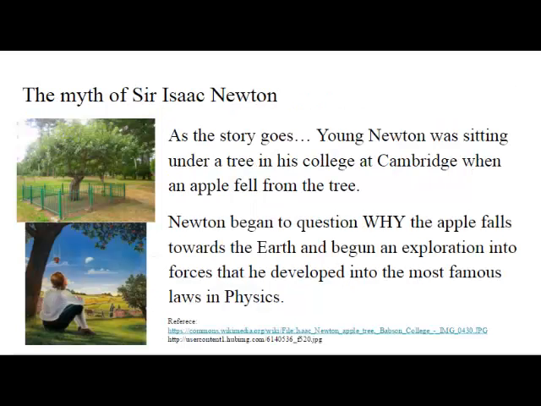In fact, Isaac Newton was a young student at Cambridge. And so here we go. As the story goes, young Newton was sitting underneath a tree in his college at Cambridge, which is a type of university in England. It's very prestigious. An apple fell from a tree. Now, Newton wasn't the first person to see something fall, but Newton began to question, why is it that the apple falls towards the earth? Why isn't the apple something that falls away from the earth?